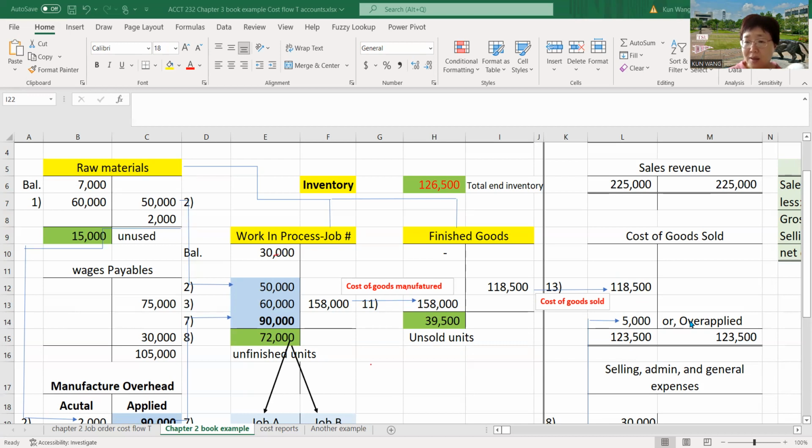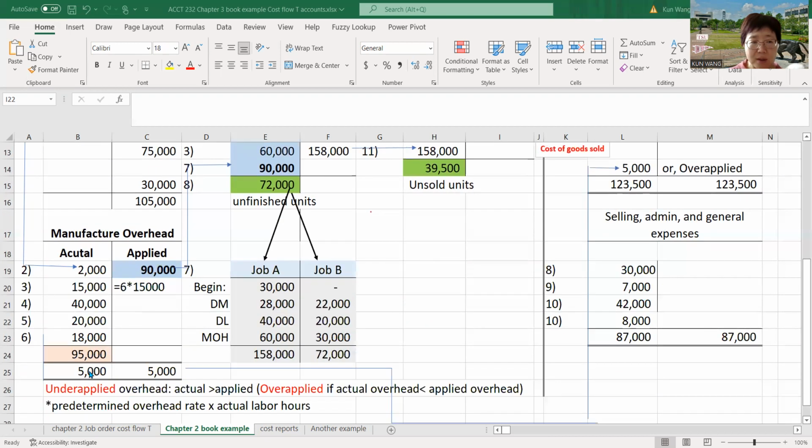In the other case, if you have over applied overhead, then we adjust the cost of goods sold on the opposite side. We credit the cost of goods sold and debit the manufacturing overhead. And this debit is not a new overhead, it is helping balance the overhead account. Okay, that's for the over applied case.